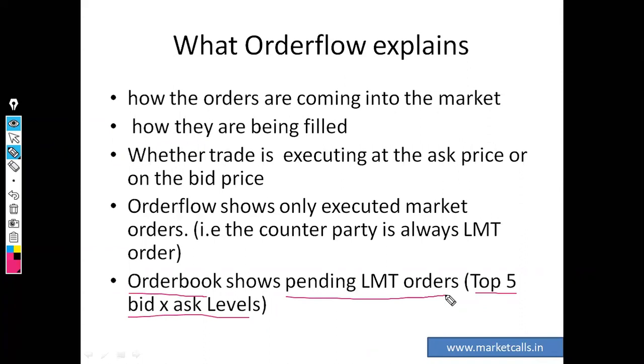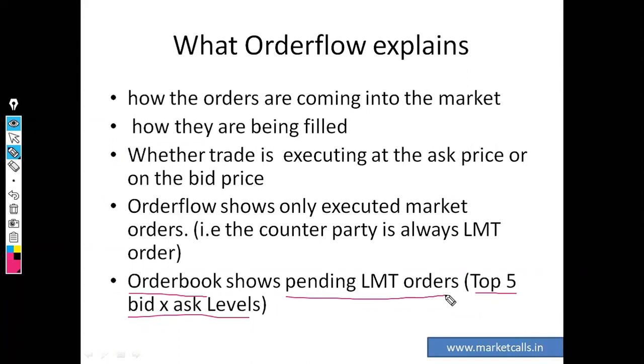So we generally describe a market order as an aggressive order that moves the market, and a limit order is called a passive order or a pending order, which doesn't have any control over moving the markets. So what we can understand from order flow is how these market orders are coming in. When the market starts, at every given second there will be a flow of orders coming in. Buyers will be coming in, and selling market orders will be coming in.